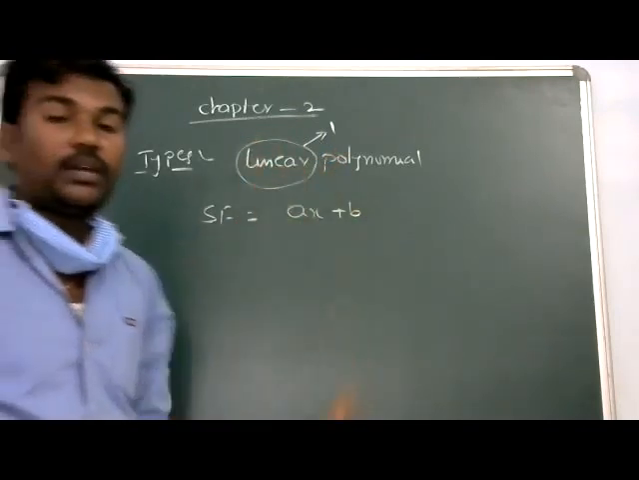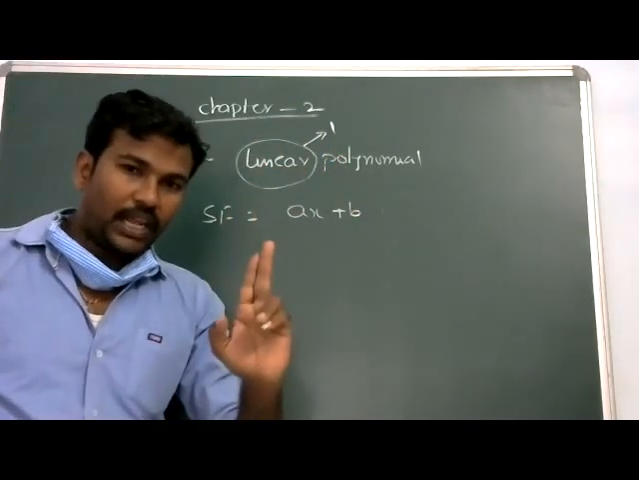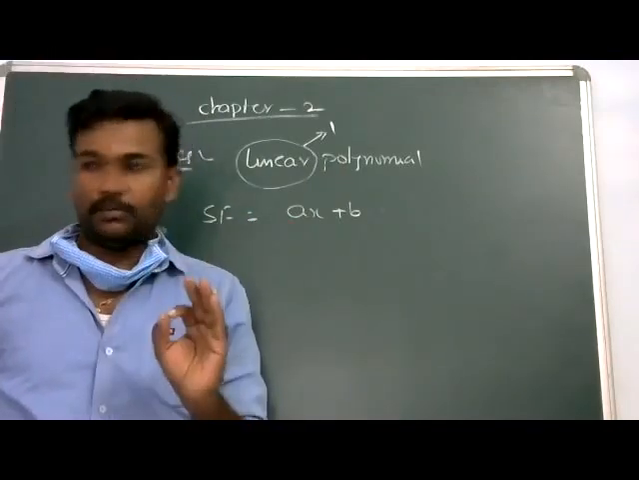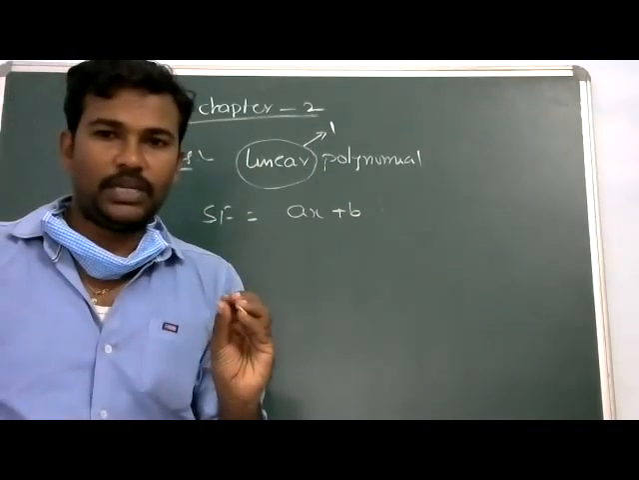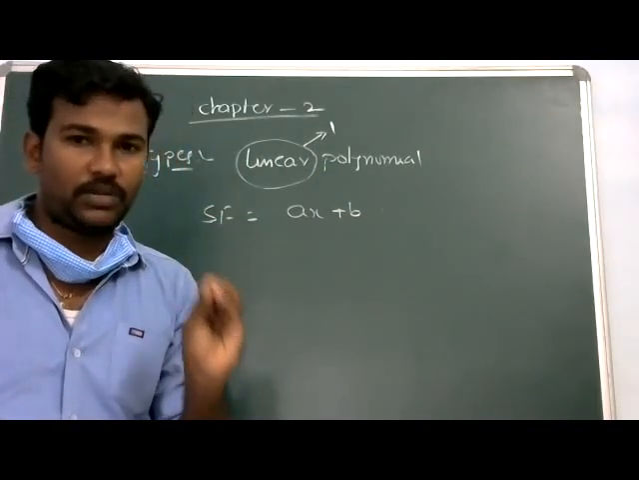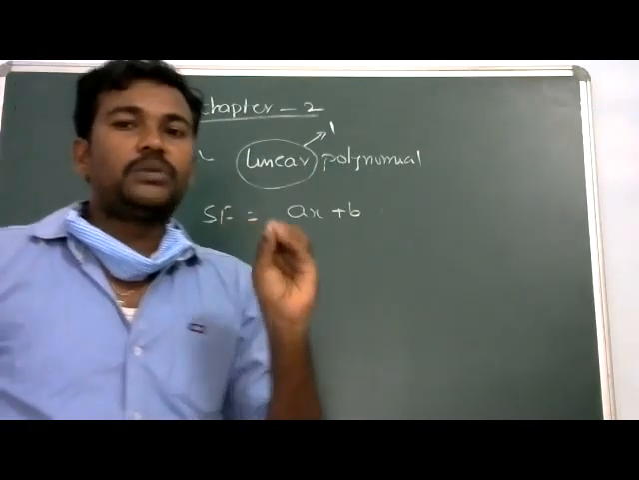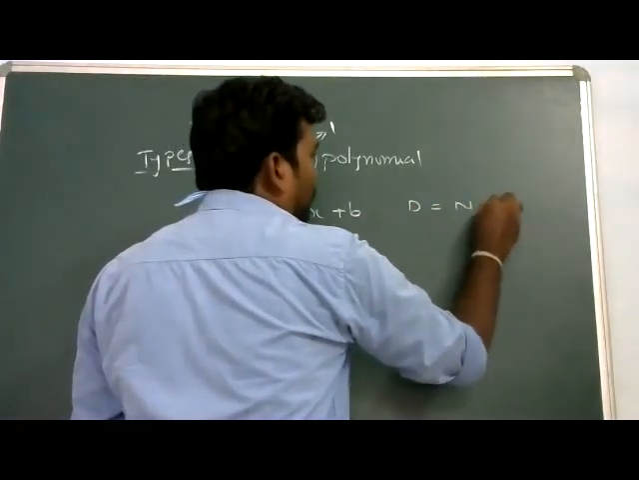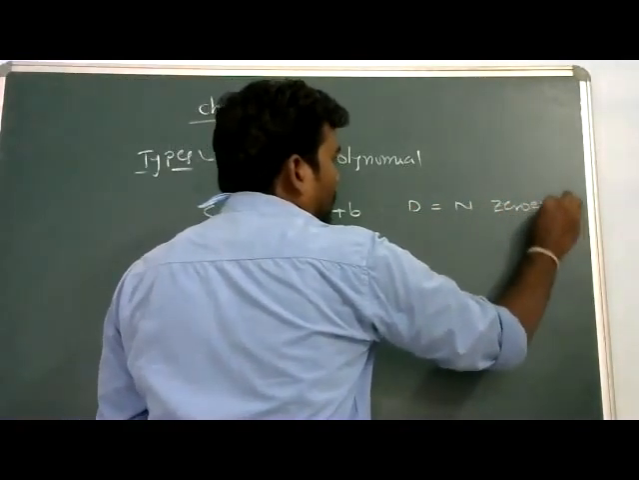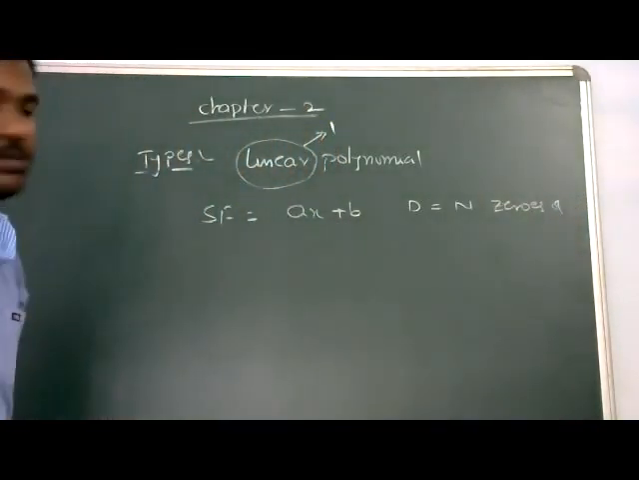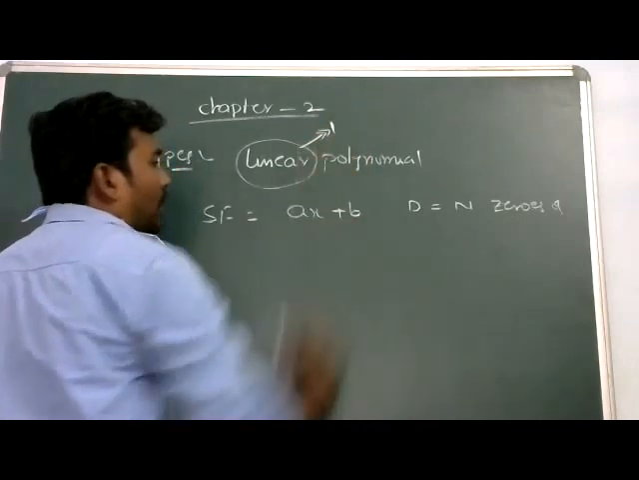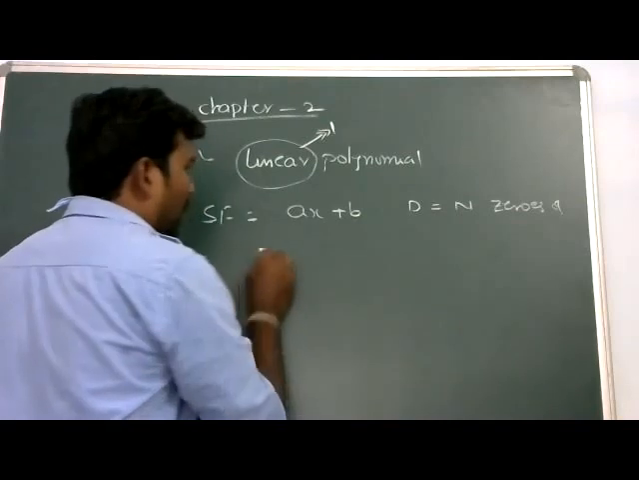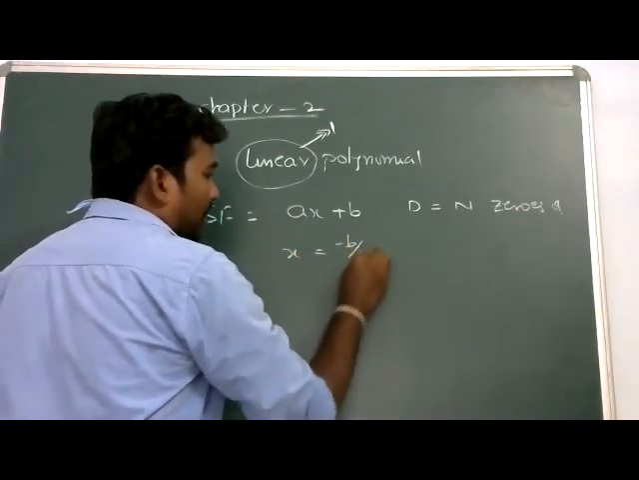Here you can observe, the degree of the polynomial is equal to the number of zeros of the polynomial. Here you can write: degree equals number of zeros. What is the degree? 1. Then how many zeros are there? 1 zero. So here you can write x equals minus b by a.